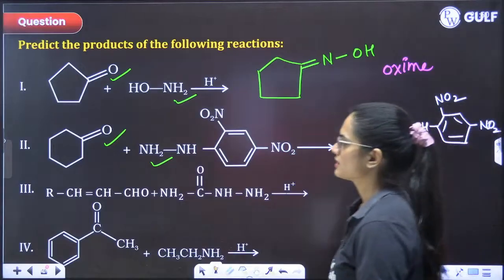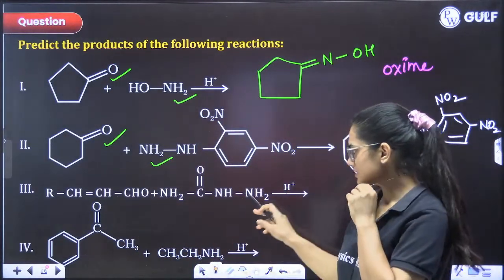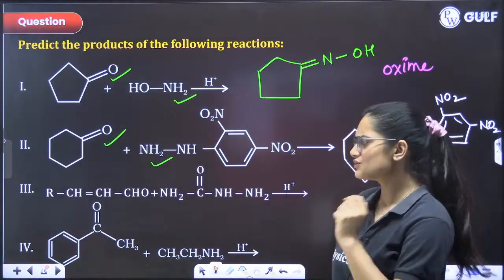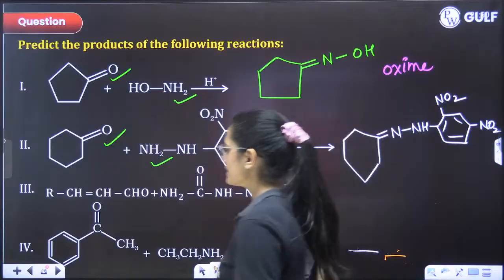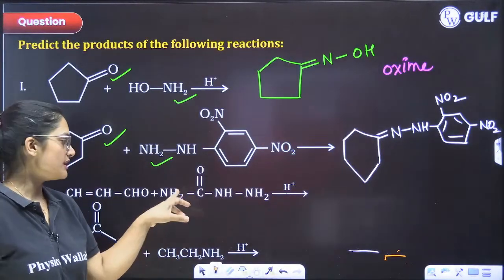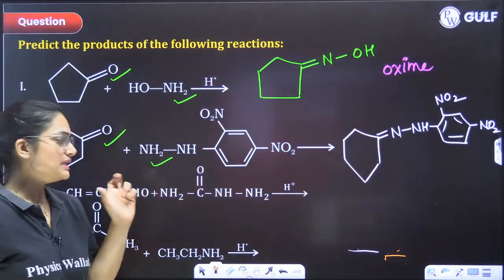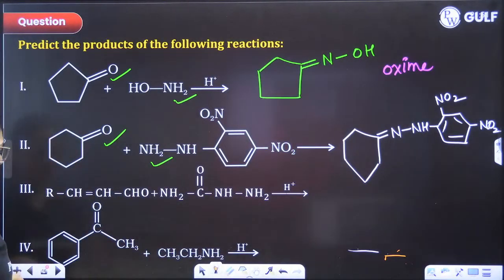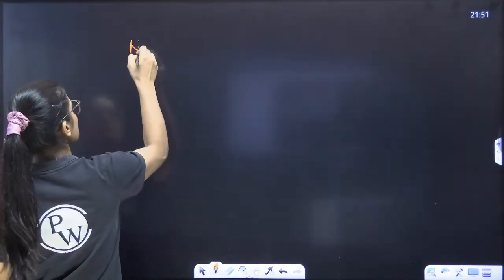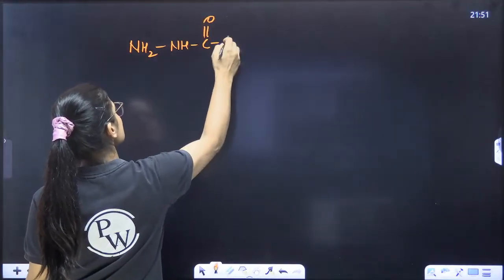Next one. This is your aldehyde, and you are carrying out its reaction with NH2CONH2. This is called semicarbazide, but we have not done this. But because the question is here, let's do it. It is again an ammonia derivative. I told you about this NH2, like in place of hydrogen you have CONHNH2. This is called semicarbazide. Please keep in mind that whenever you are carrying out the reaction with semicarbazide, you have NH2, NH, C double bond O, NH2.